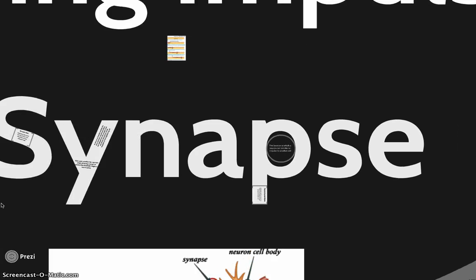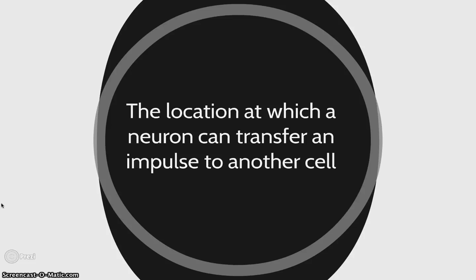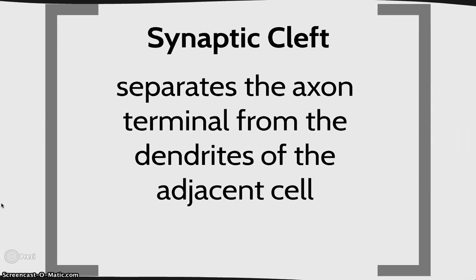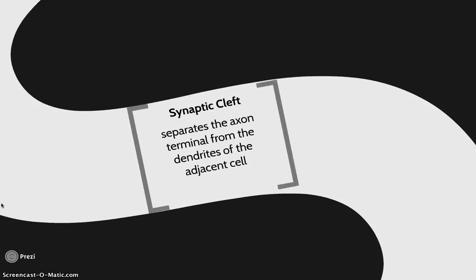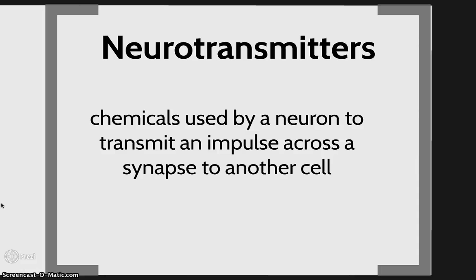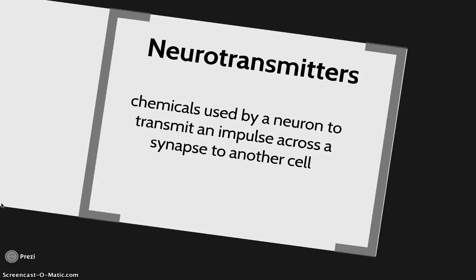Next is synapse. Synapse is the location at which a neuron can transfer an impulse to another cell. The synaptic cleft separates the axon terminal from the dendrites of the adjacent cell. Neurotransmitters are chemicals used by a neuron to transmit an impulse across a synapse to another cell.